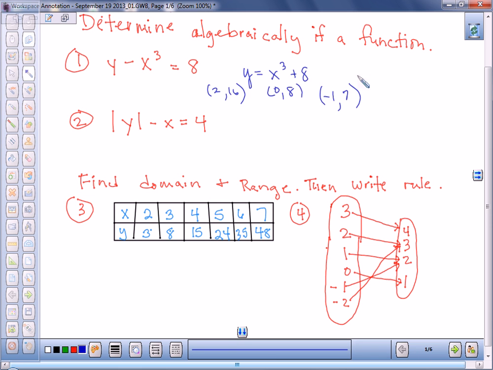So can we say, according to our test, that this is a function? Yes. Now if we graphed it, we would also see that it is a function. This is called a cubic function. It's a cubic function that's been shifted up 1, 2, 3, 4, 5, 6, 7, 8. And it looks like this.